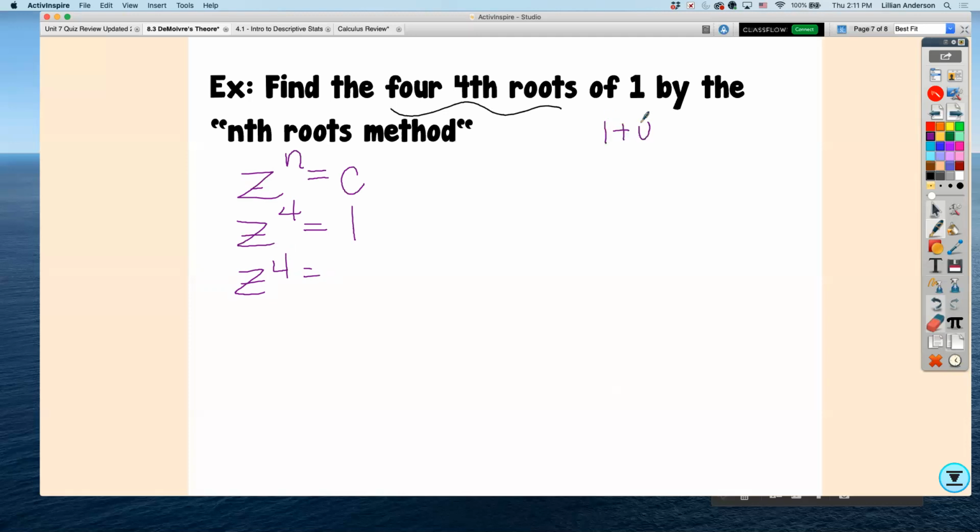So it'll be 1 plus 0i as the complex number. Okay, so I need a modulus, which is clearly going to be 1, and now I need a theta, which is going to be what? Tangent of 0 over 1, 0. It's just 0 or pi? You can look at where it's located. Where's it located? So my angle is going to be 0.